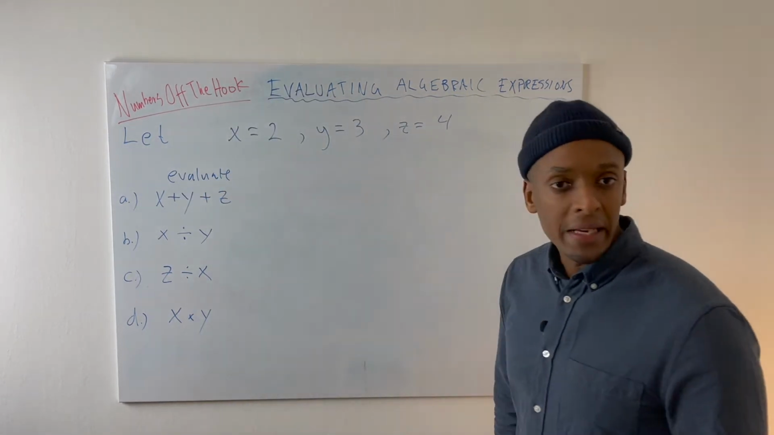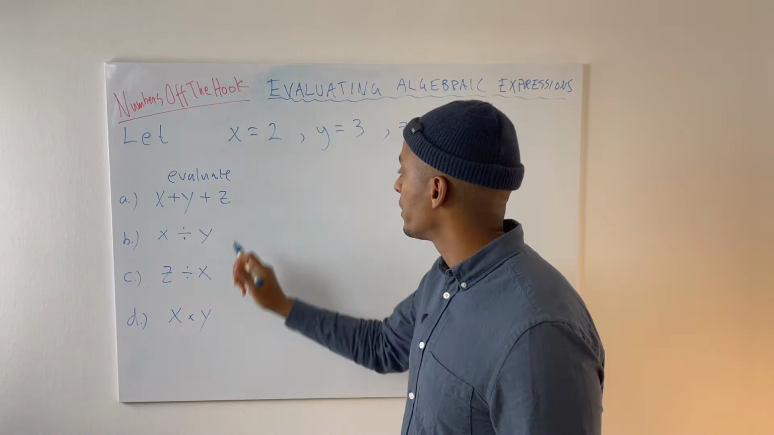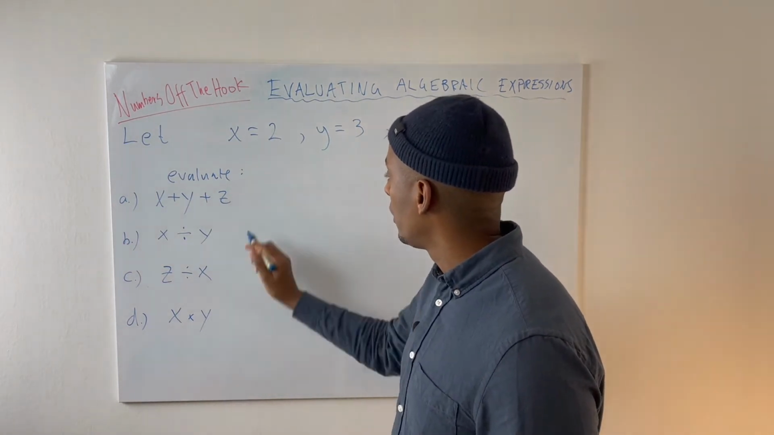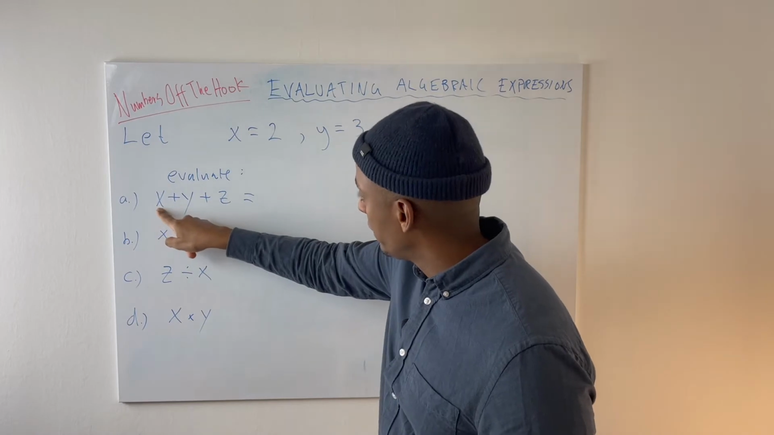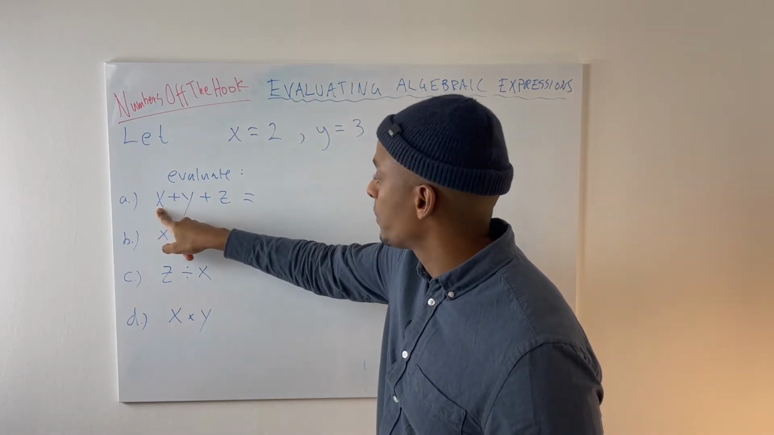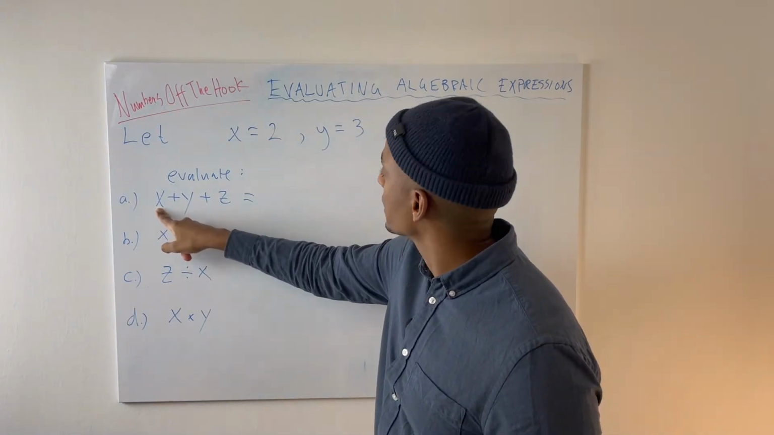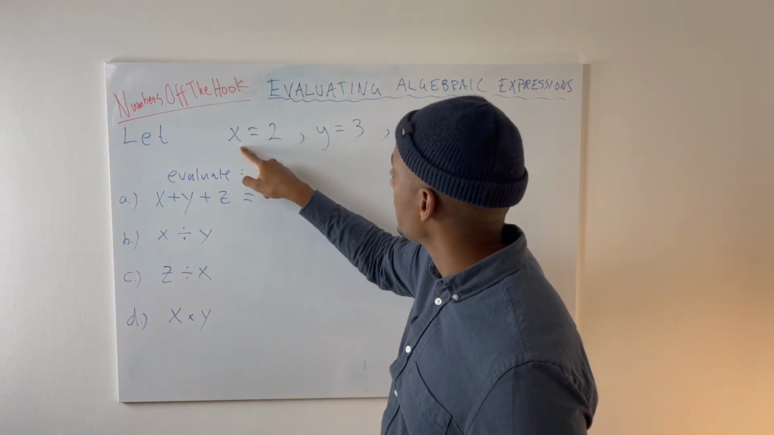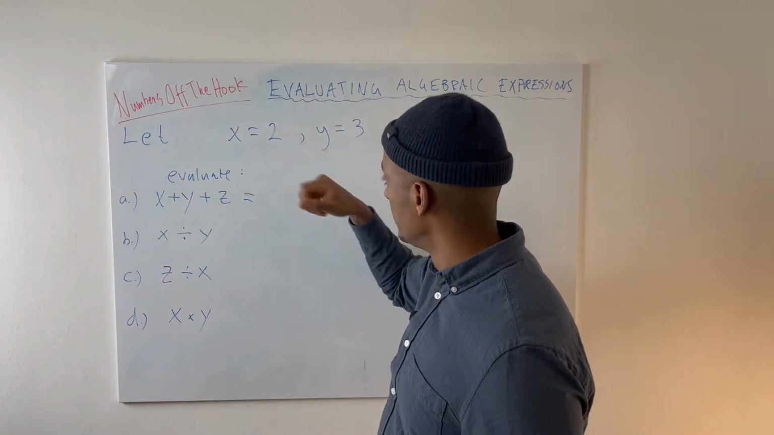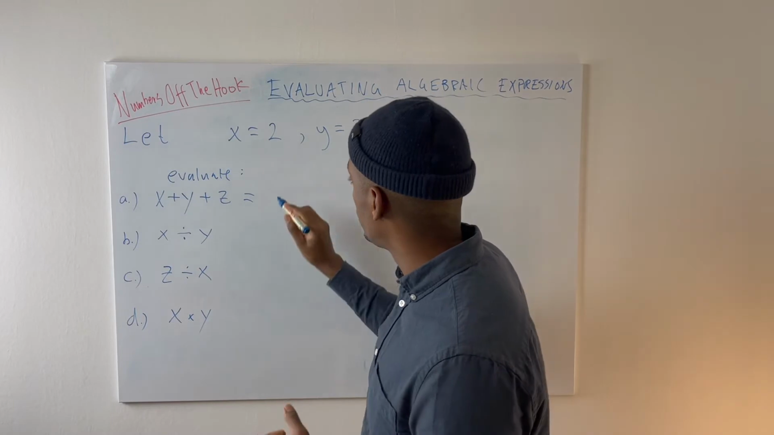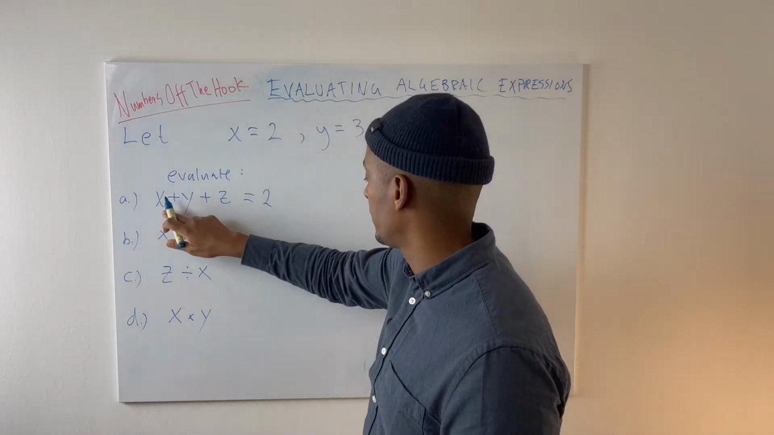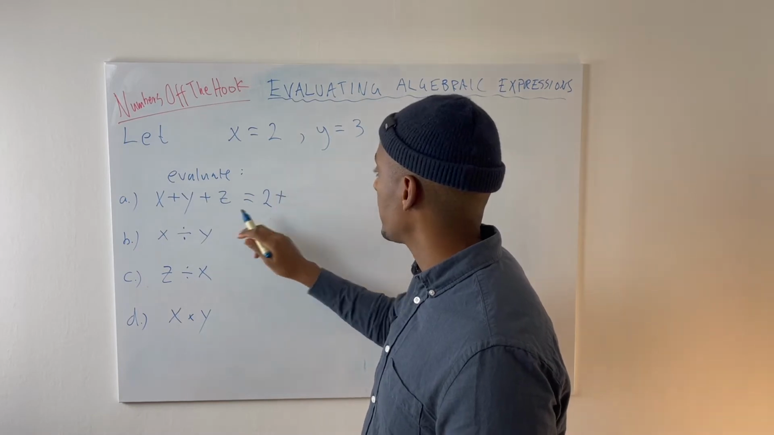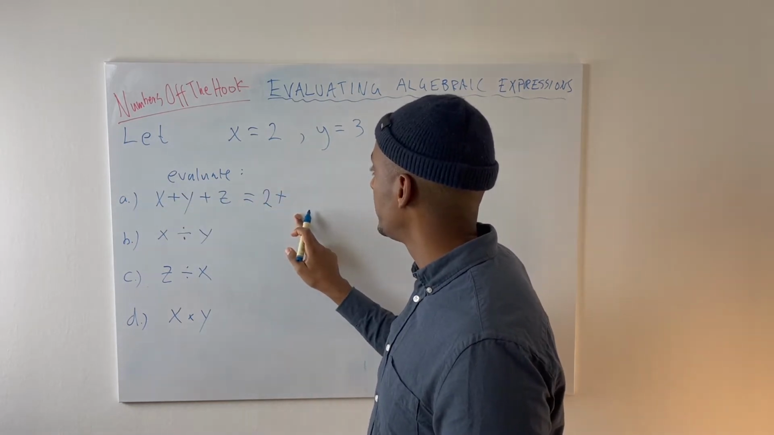So what does that mean? Let's do it nice and slow. It means instead of writing x here, we're going to write the corresponding number that is equal to x. So we see here that x is equal to 2. So we're going to write a 2 in place of x. The plus sign carry over.